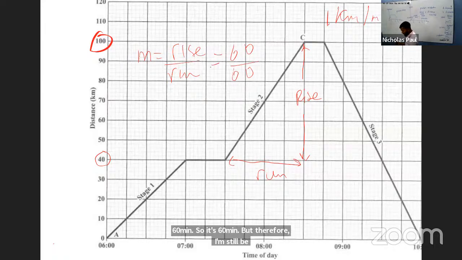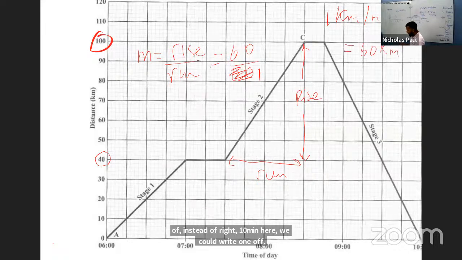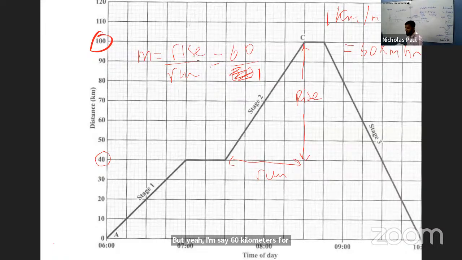Does that make sense? Now we never use kilometers per minute, we use per hour. So instead of writing minutes here, we could write 1 hour. So the answer is 60 kilometers per hour. They both mean the same thing. Suppose I wanted meters per second. What to do? Well, convert the kilometers to meters and convert the hours to seconds. That's an option if they wanted that.